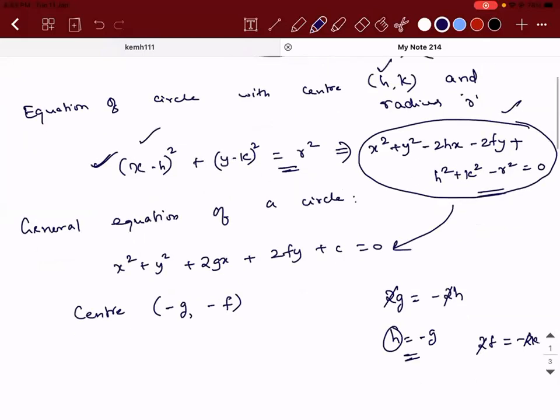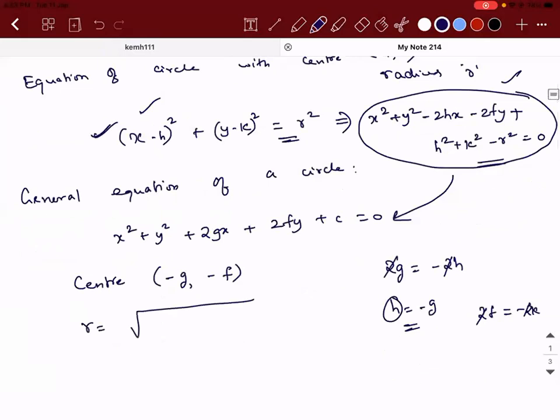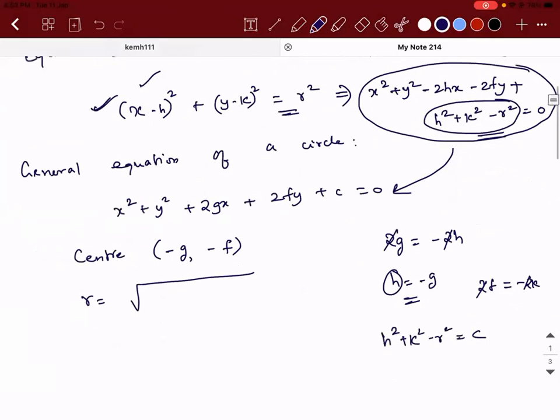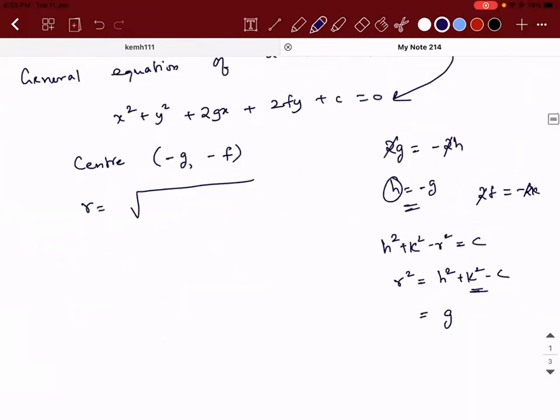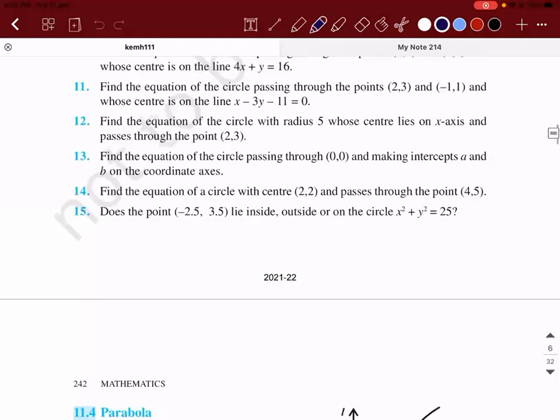Right. Then what is the radius of the circle? Root of h square plus k square minus r square. Guys, I need some interaction. h square plus k square minus r square is c. Then r square is equal to h square plus k square minus c. But h is equal to minus g, so g square plus f square minus c. Correct? Radius is root of g square plus f square minus c. Okay. So having all these points in mind, let's try to solve question number 13.